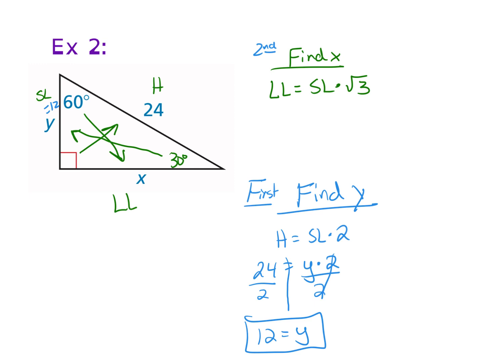Now I can go up and solve for the rest of it. So now I have long leg is x. My short leg, which I found down here, is 12. Okay, we found it already. So now we can do 12 times square root 3. 12 times square root 3, can't combine it. So it's going to be 12 square root 3. And that's it on that one.